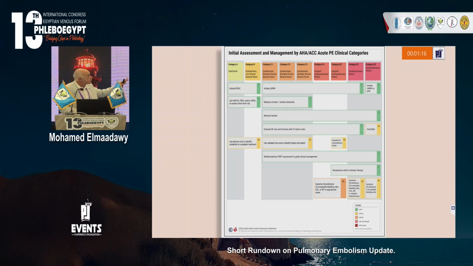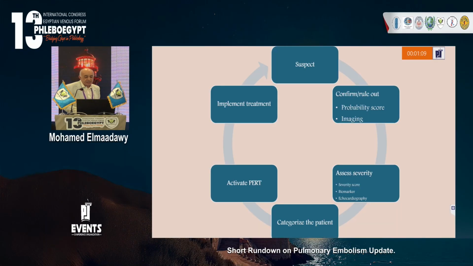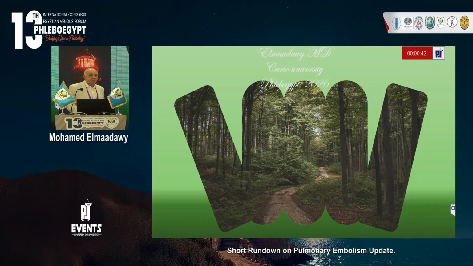This should start from D through E. In summary, we have to suspect, confirm, or rule out this pulmonary embolism by probability score and imaging. You should assess the severity by severity scores, by biomarker, and by the echo. You should categorize the patient and activate the PERT team when it is indicated, and implement your treatment according to your availability and experts. Thank you for listening.